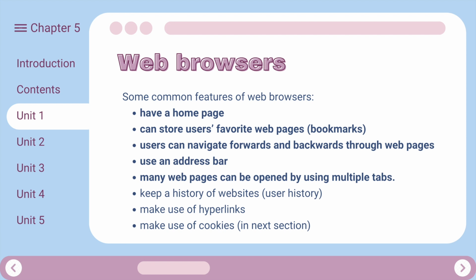Following are some common features of web browsers. Usually they have a home page that can store users' favorite web pages, which are referred to as bookmarks. Users can navigate forwards and backwards through web pages, and they use an address bar. Also, many web pages can open at the same time by using multiple tabs.